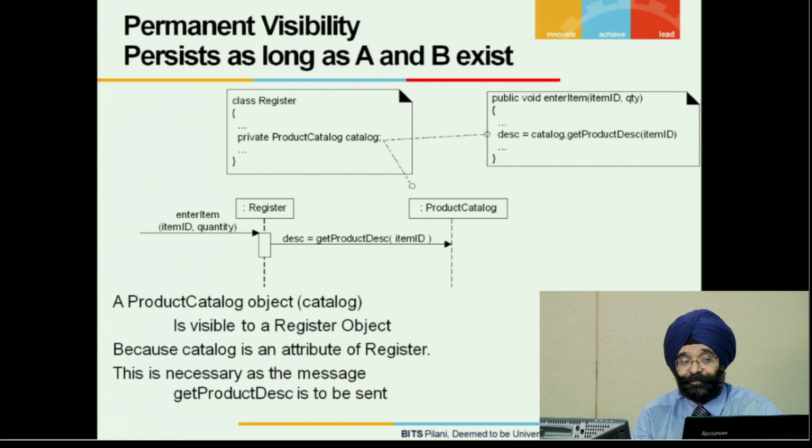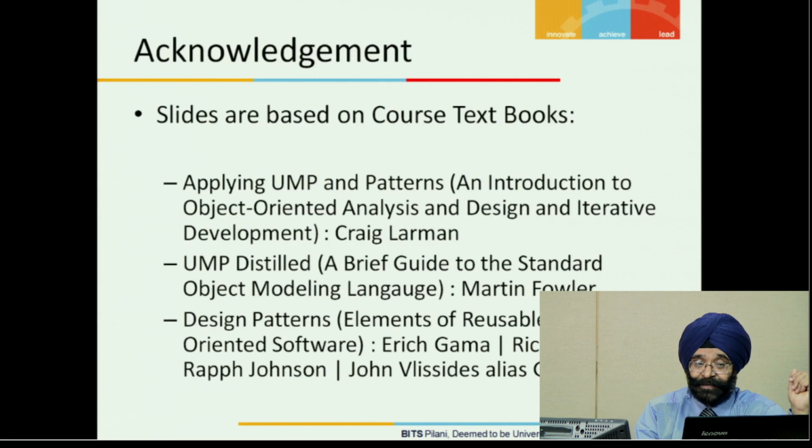So this type of visibility, we refer to it as attribute visibility. And by virtue of attribute visibility, you are able to pass a message to another object which is visible to the register object. Please keep this in mind while you go on to understand other visibilities, because this is the most permanent form of the visibilities which we'll be discussing. Again, reference to this is available in Craig Larman.